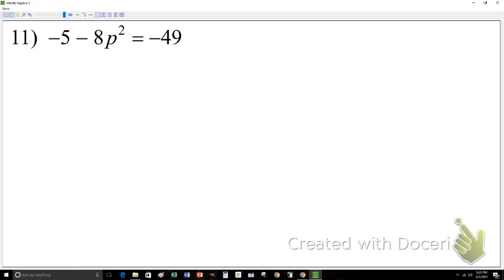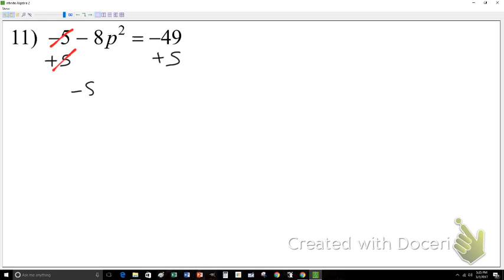Okay, I'm going to solve this equation by taking square roots. First thing we need to do is get p squared, or the variable squared, all by itself. In order to do that, I'm going to add 5 to both sides. I'll cancel out the -5 that's on the left side there.